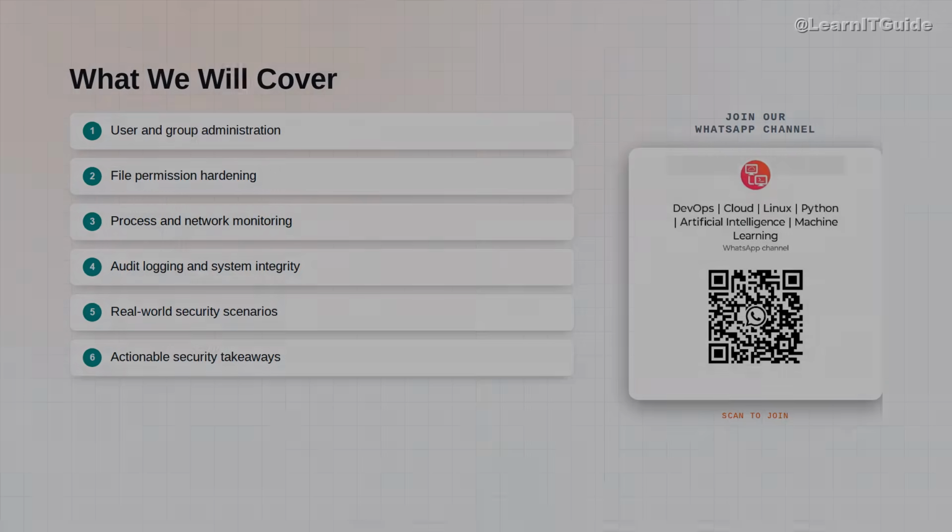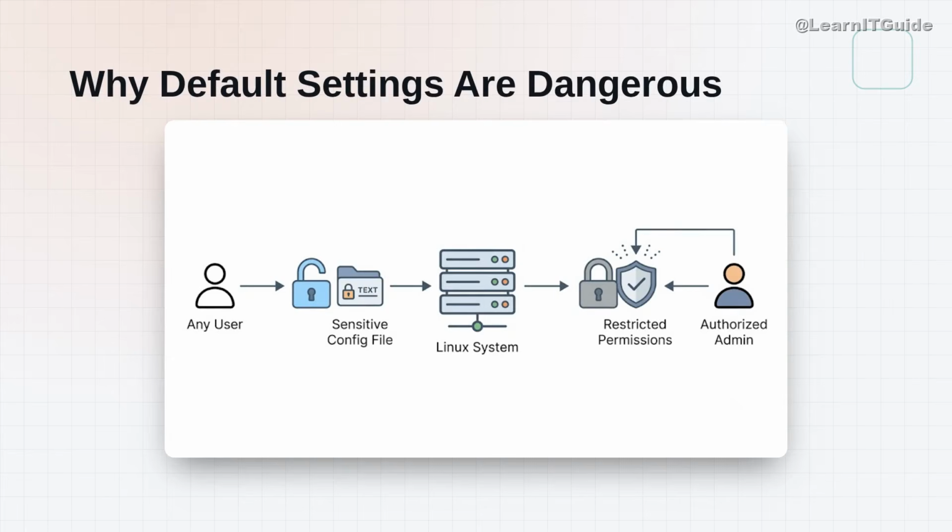Let us get started. So why do we need these security commands? Think about this. Many Linux distributions prioritize ease of use over strict security. They often come with default settings that are far too permissive. For example, sensitive configuration files might be readable by any user, or unnecessary services might be listening on public ports by default. Without active hardening, a single misconfiguration allows an attacker to escalate privileges or exfiltrate sensitive data. That is exactly the problem we are solving today.